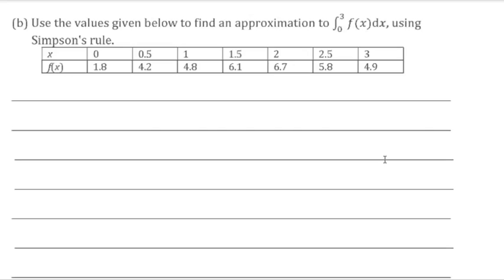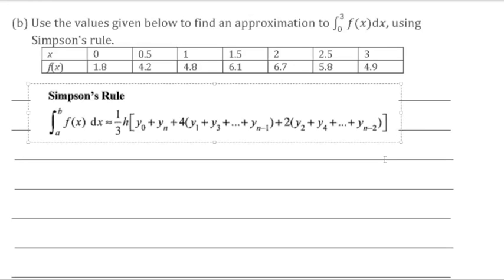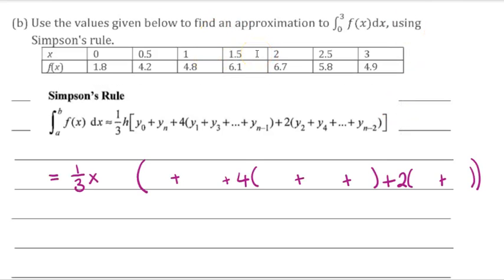Part B is using Simpson's rule, which looks like this. So we just need to take the pieces from that table of values and put them into the formula. So here's the empty formula, if you like. Now the h part is the gap between our steps in x. So that's 0.5. Then we pop in the first and the last values. So that's the 1.8 and the 4.9.